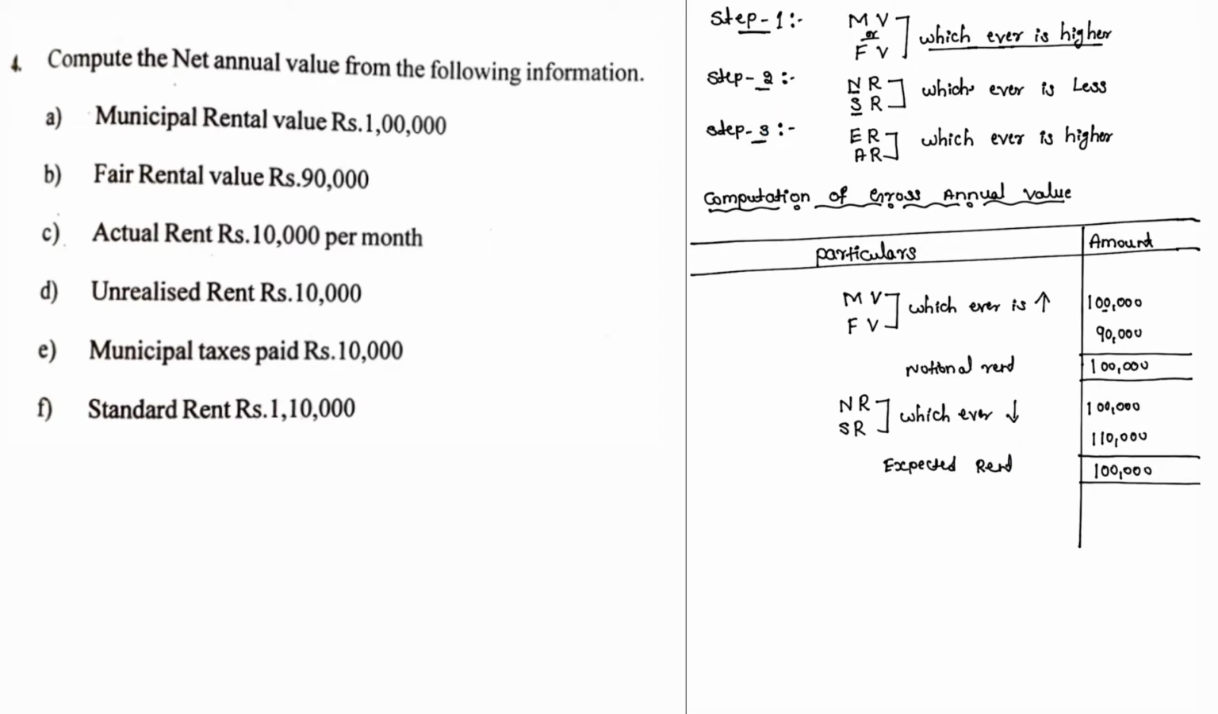Step number 3, expected rent or actual rent. Expected rent we identified as 1 lakh. Actual rent we have to identify. To identify that we have a formula, that is annual rent minus unrealized rent.